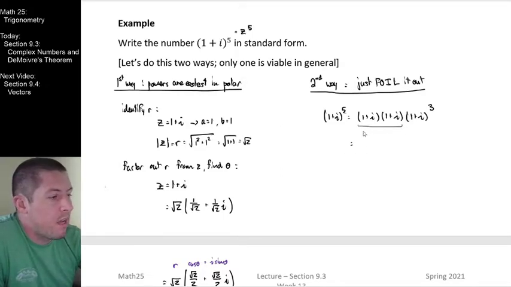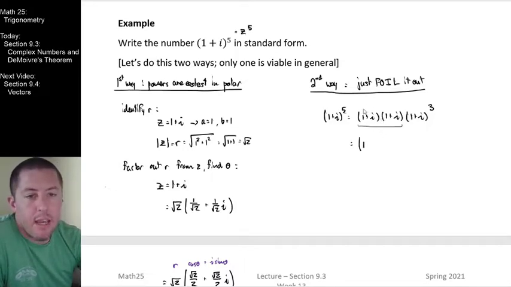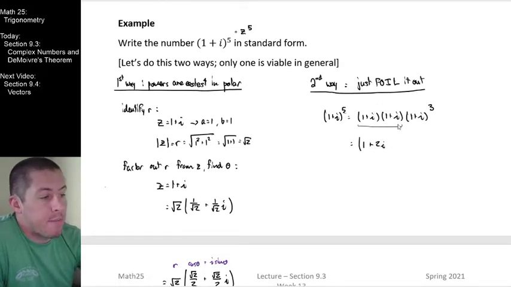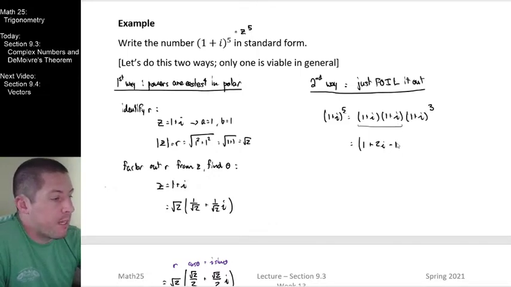So this should be, first, 1 times 1 is 1. Inner says 1 times i is i. Outer, 1 times i is i. So I'm going to get plus 2i. Last says i times i, which is negative 1. And so I'm going to get a negative 1 there. And this is times 1 plus i cubed.